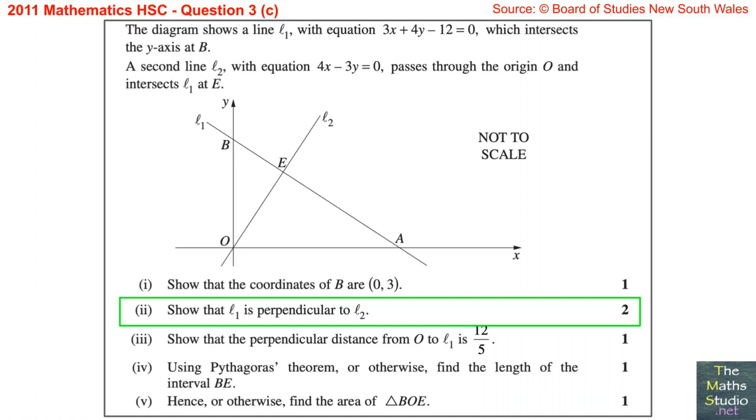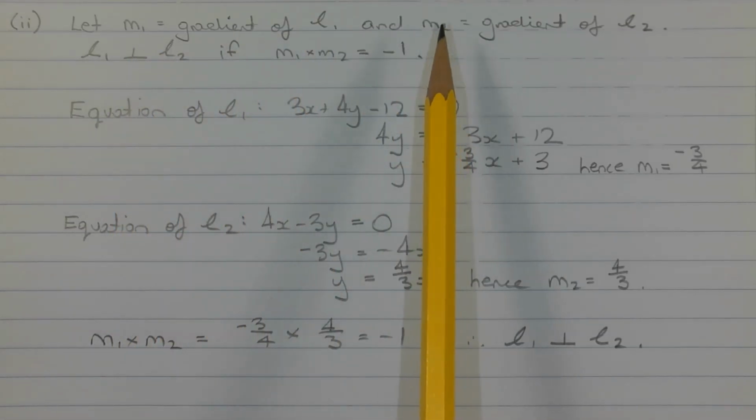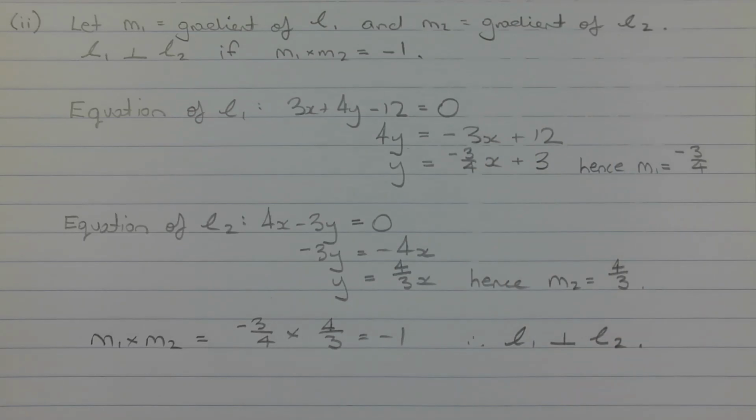Part 2. Show that L1 is perpendicular to L2. Let M1 equal the gradient of line L1 and M2 equal the gradient of line L2. Now line L1 is perpendicular to line L2 if the product of their gradients, that is M1 times M2, is equal to -1. So we need to find the gradient of both lines, multiply them together, and if it equals -1, then the two lines are perpendicular to each other.